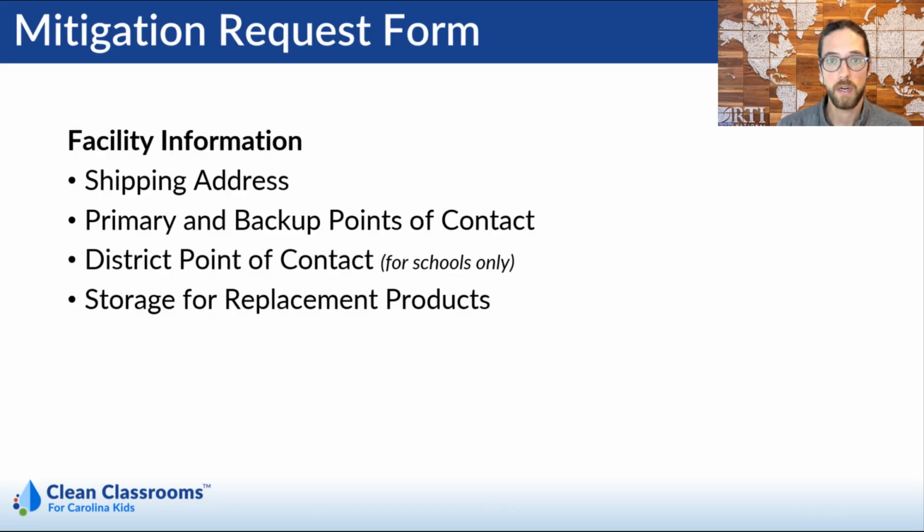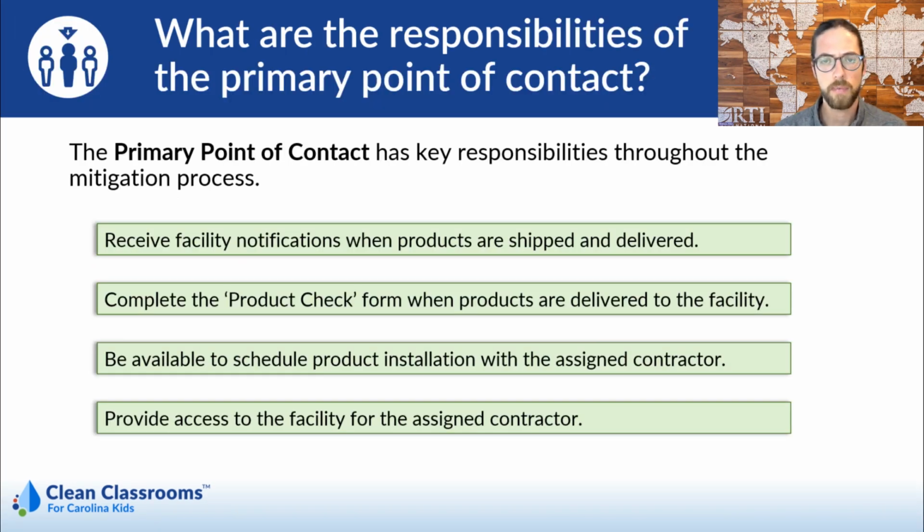The request form will start with collecting facility information, including a shipping address for the replacement products, primary and backup points of contact, a district point of contact for schools, and an appropriate storage location for the products when they are shipped to the facility. When designating the primary point of contact, it is important to keep in mind their key responsibilities throughout the mitigation process. The primary contact will receive facility notifications when products are shipped and delivered.